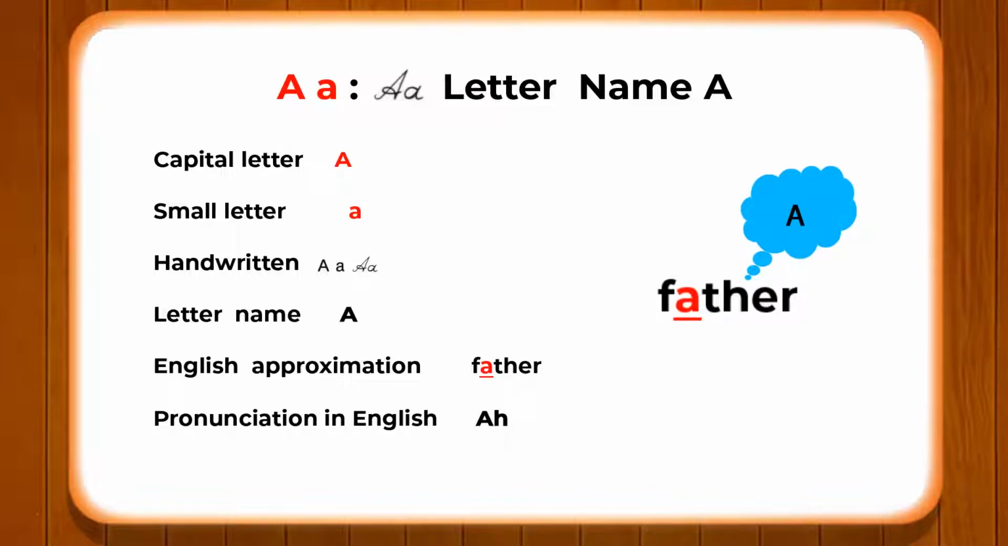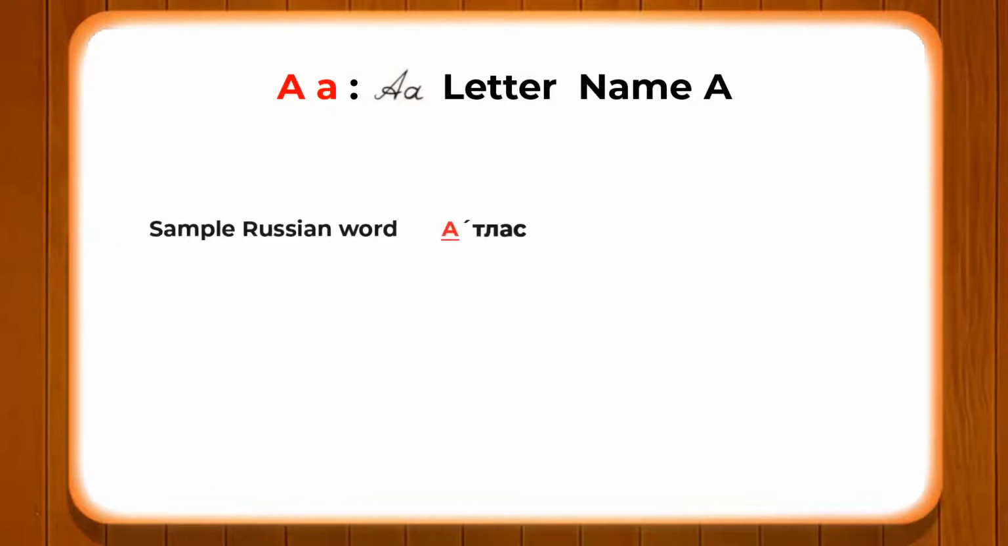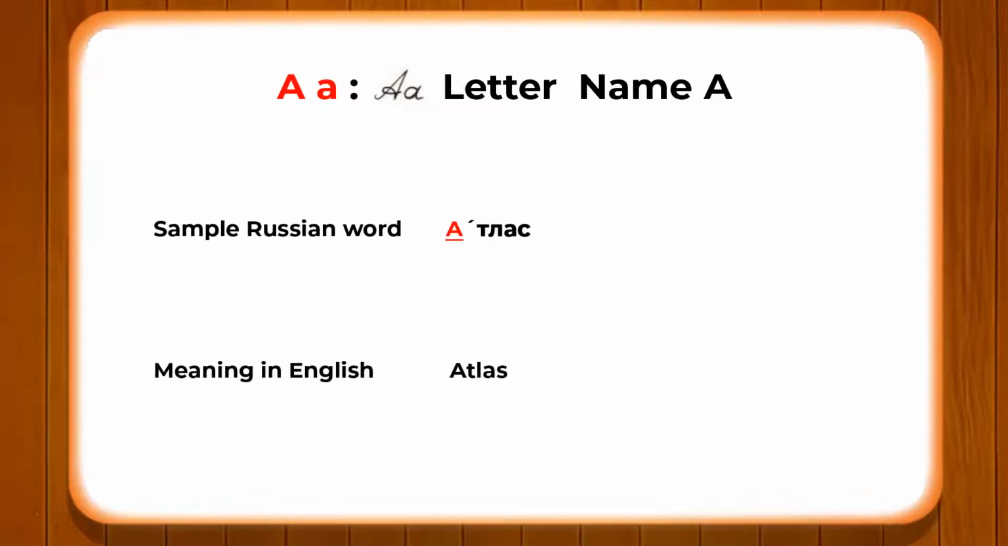I would like to recommend that you repeat it so that you learn this sound of the letter A efficiently, and we will also be learning certain Russian words in order to understand the basics of the Russian language. So, repeating the first letter, letter A, we used the English approximation father, and the Russian word атлас, atlas, which means atlas. Now, we will go to the next letter.